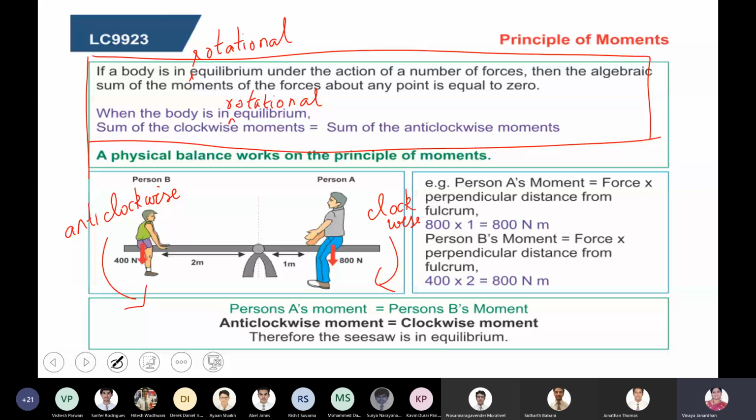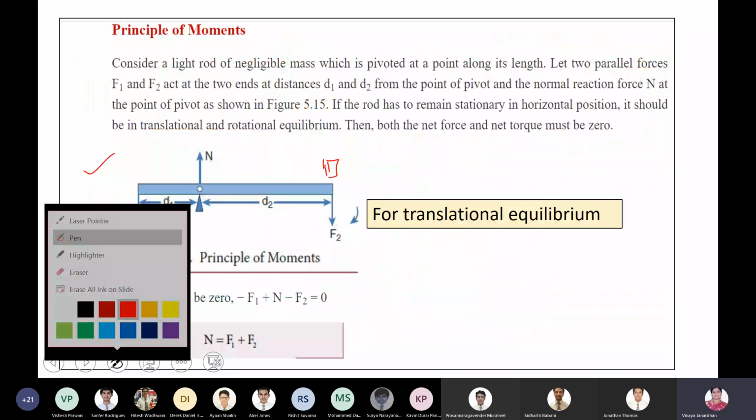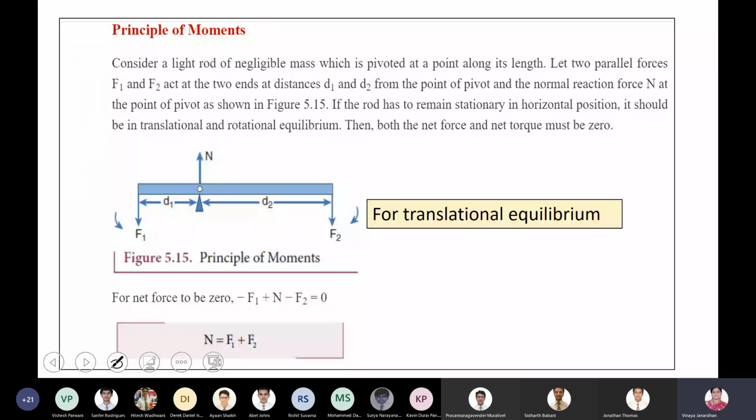Here, suppose I have a person sitting at this point, he is exerting a force F2. Another person is sitting at the extreme other end, F1. He is applying a force F1. And F1 is at a distance of D1 from the pivot, because this is the point about which the seesaw is going to rotate, right? F2 is at a distance of D2 from the axis of rotation. Is that clear, boys? So your weight will be acting in the downward direction. There will be a normal reaction in the upward direction. So this is a rigid body.